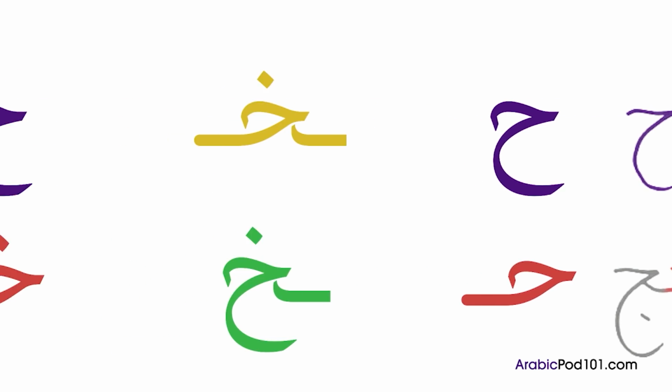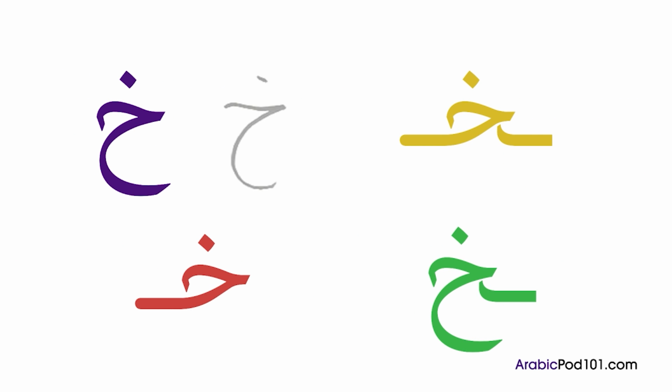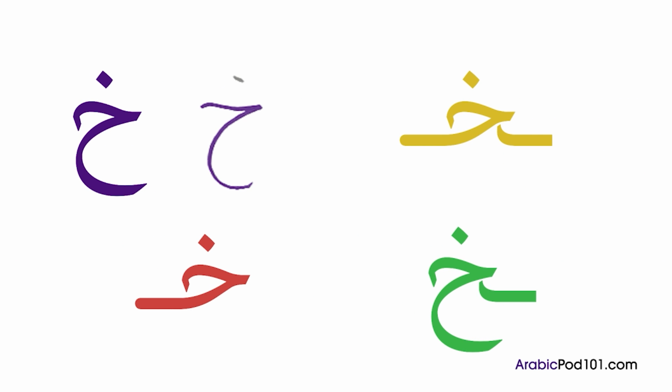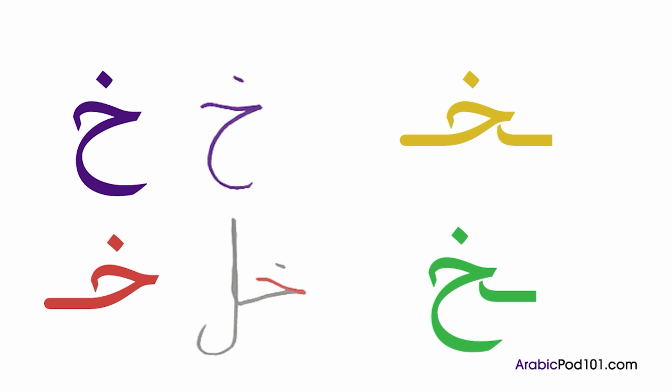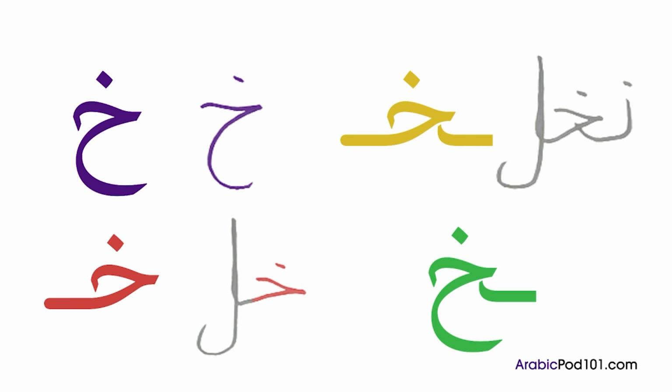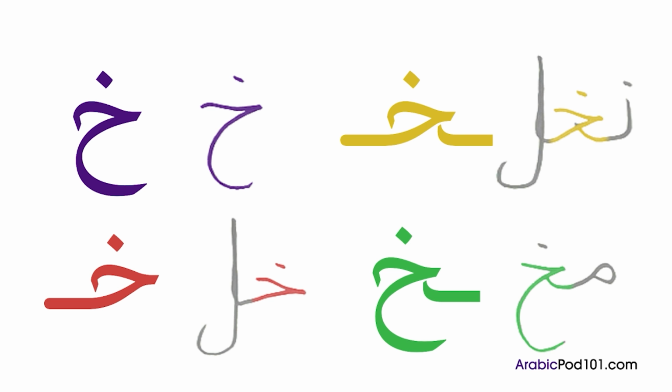Finally, we have Kha, isolated, initial, medial, final. That's it for lesson 3. Next, let's review lesson 4. In the 4th lesson, we learned Dal and Dhal.